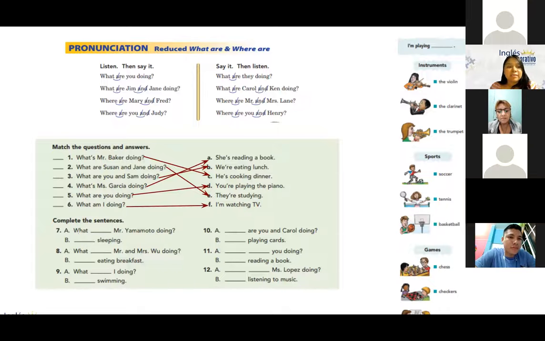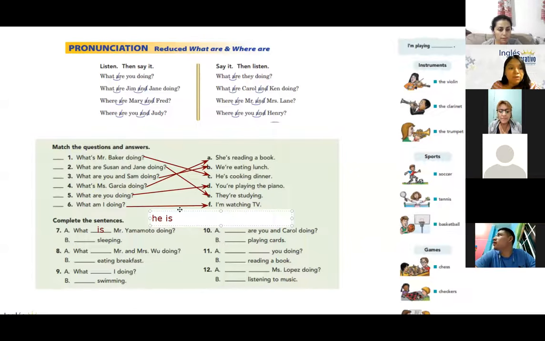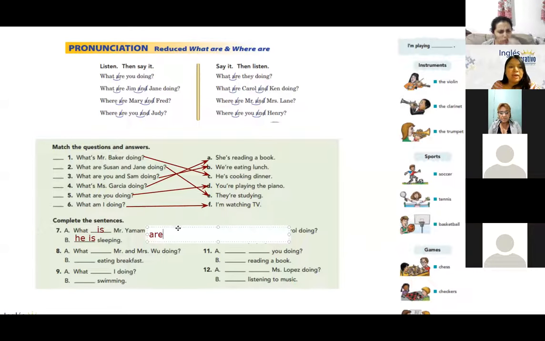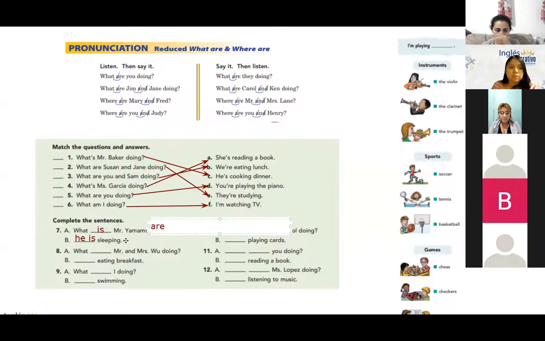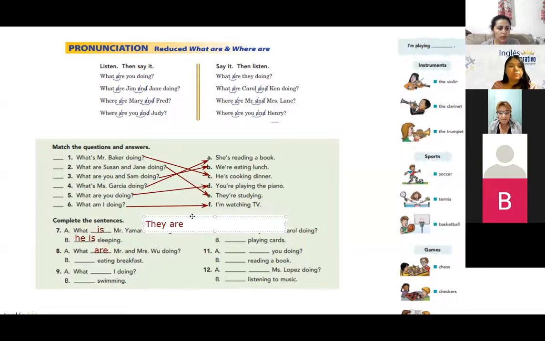Now let's complete the sentences. So what is the missing part? ¿Qué le falta aquí? What? Are. What is Mr. Yamamoto doing? What is he doing? He's sleeping. He is sleeping. Very good. Number eight. What are Mr. and Mrs. Wu doing? They are eating breakfast. Excellent.